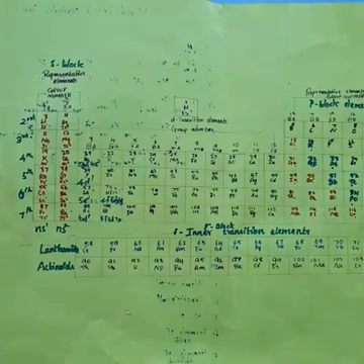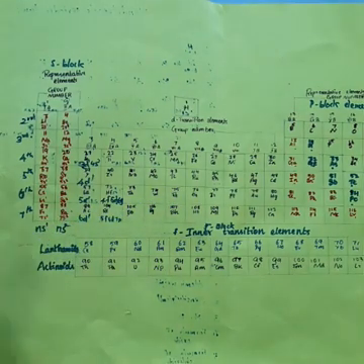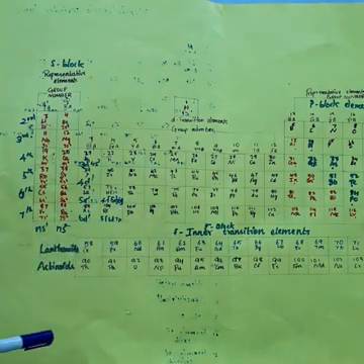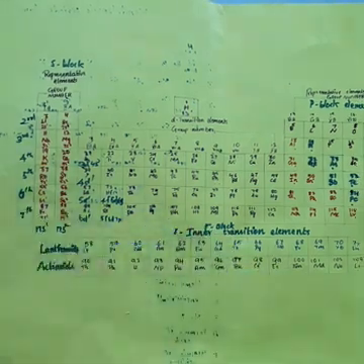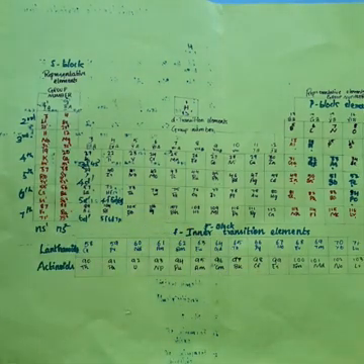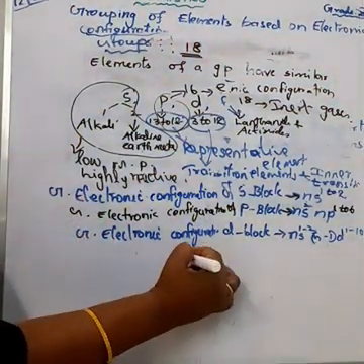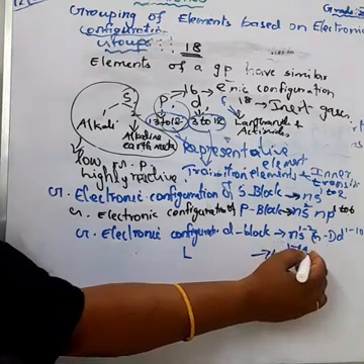The inner transition elements are sometimes called the f block elements, since in this region the f orbitals are being filled in. In the f block, the electrons start to fill in the f orbital. So these elements are called the f block elements. The general electronic configuration for the lanthanides is 4f1 to 14, 5d0 to 1 and 6s2.